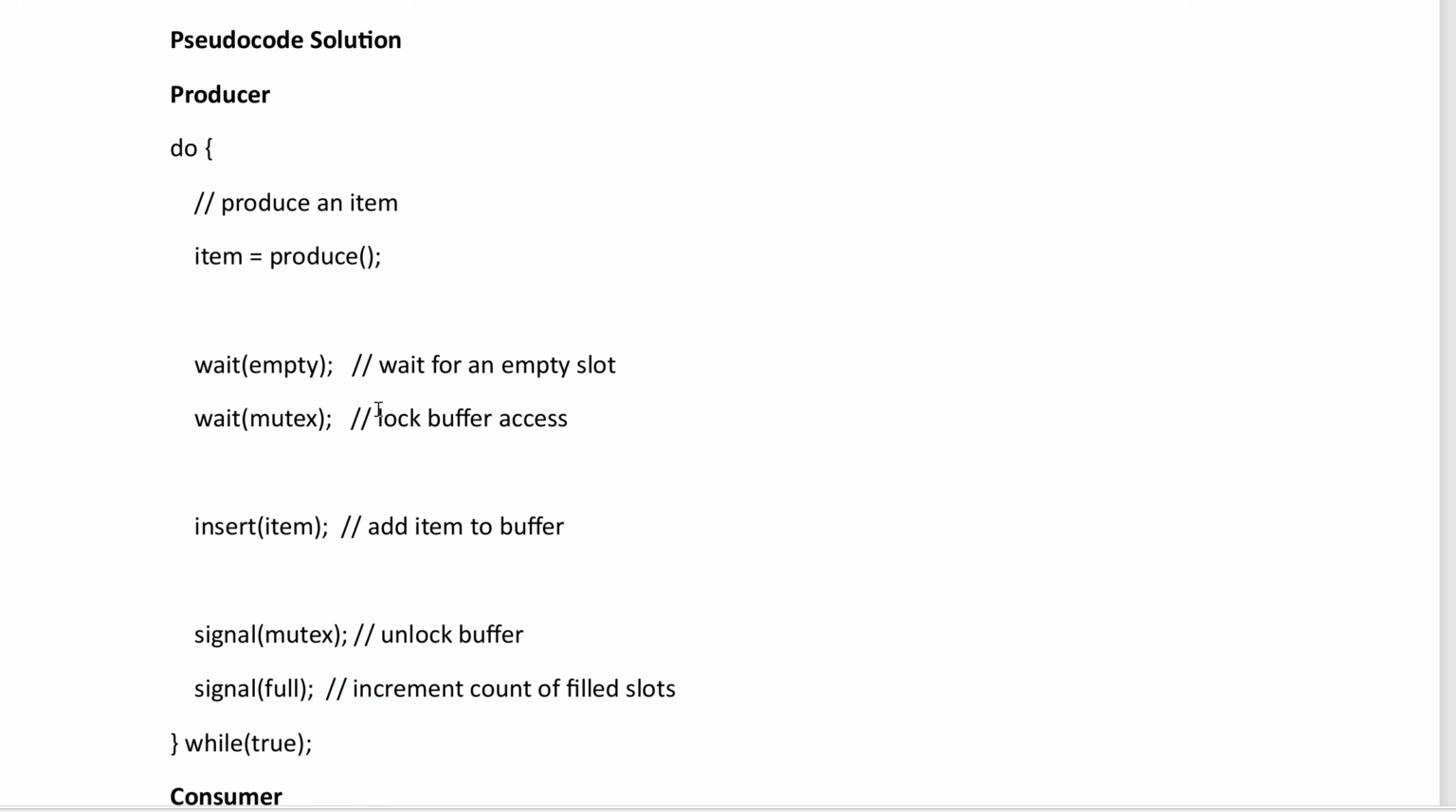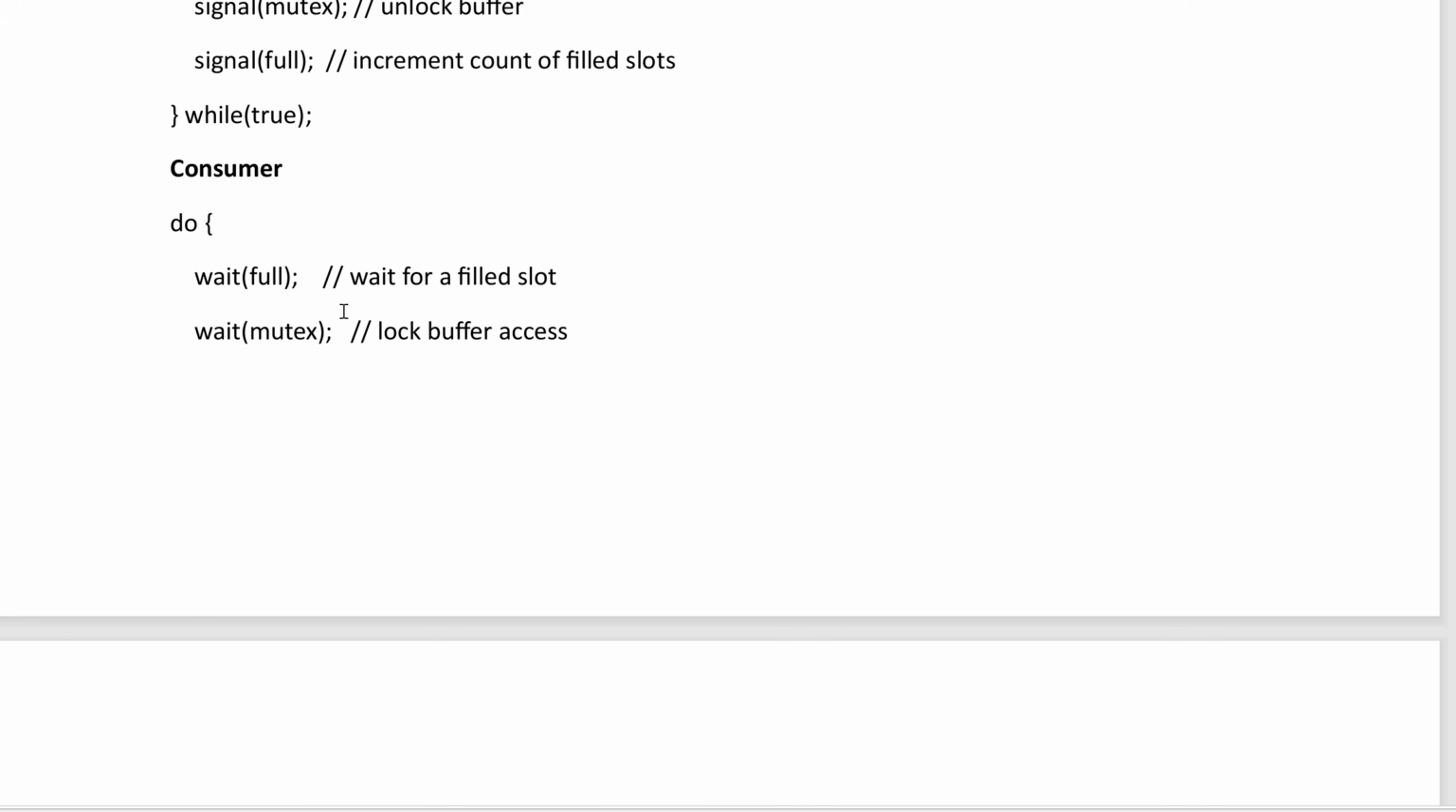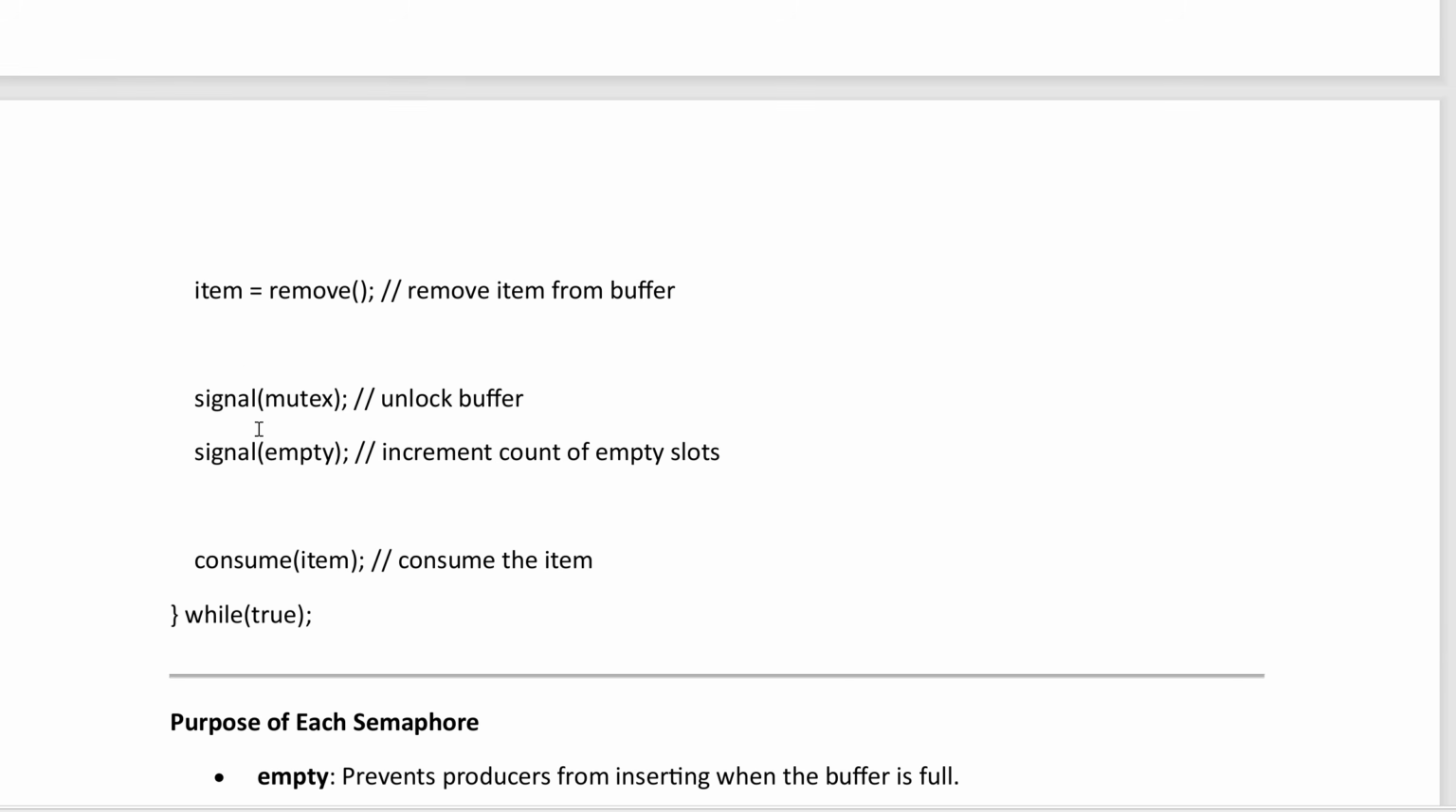So this is the do while loop, the producer code. Similarly, vice versa is the consumer code. Wait full means the consumer has to wait for a filled slot. Until a slot has been filled, the consumer cannot consume. Again, wait mutex means the buffer is now locked, and no one else can access the buffer.